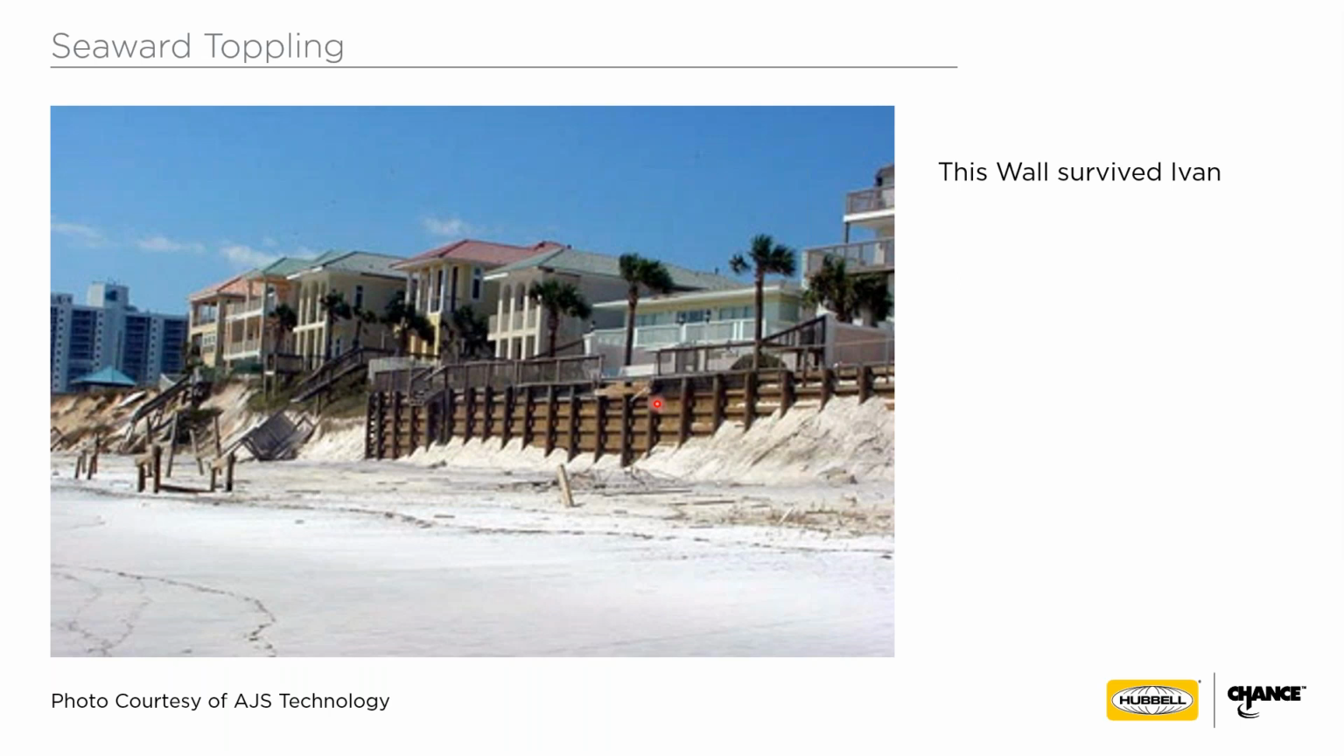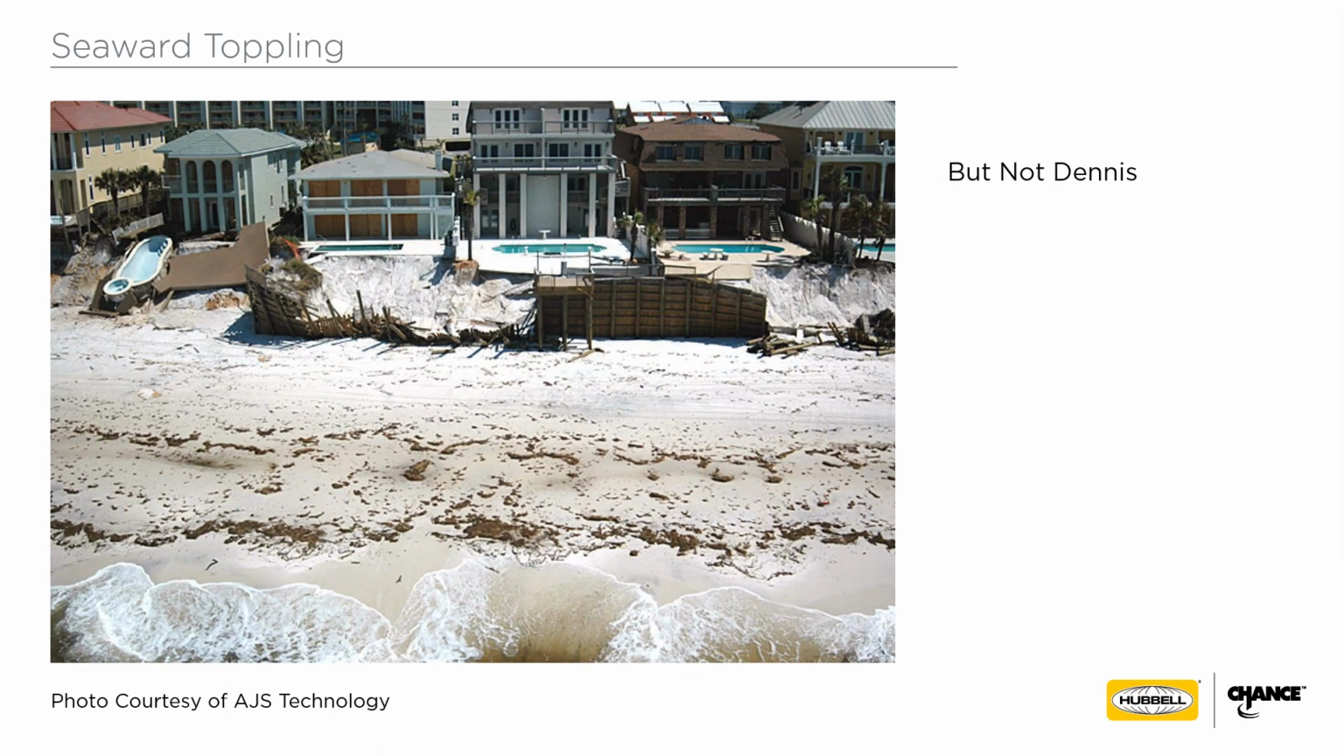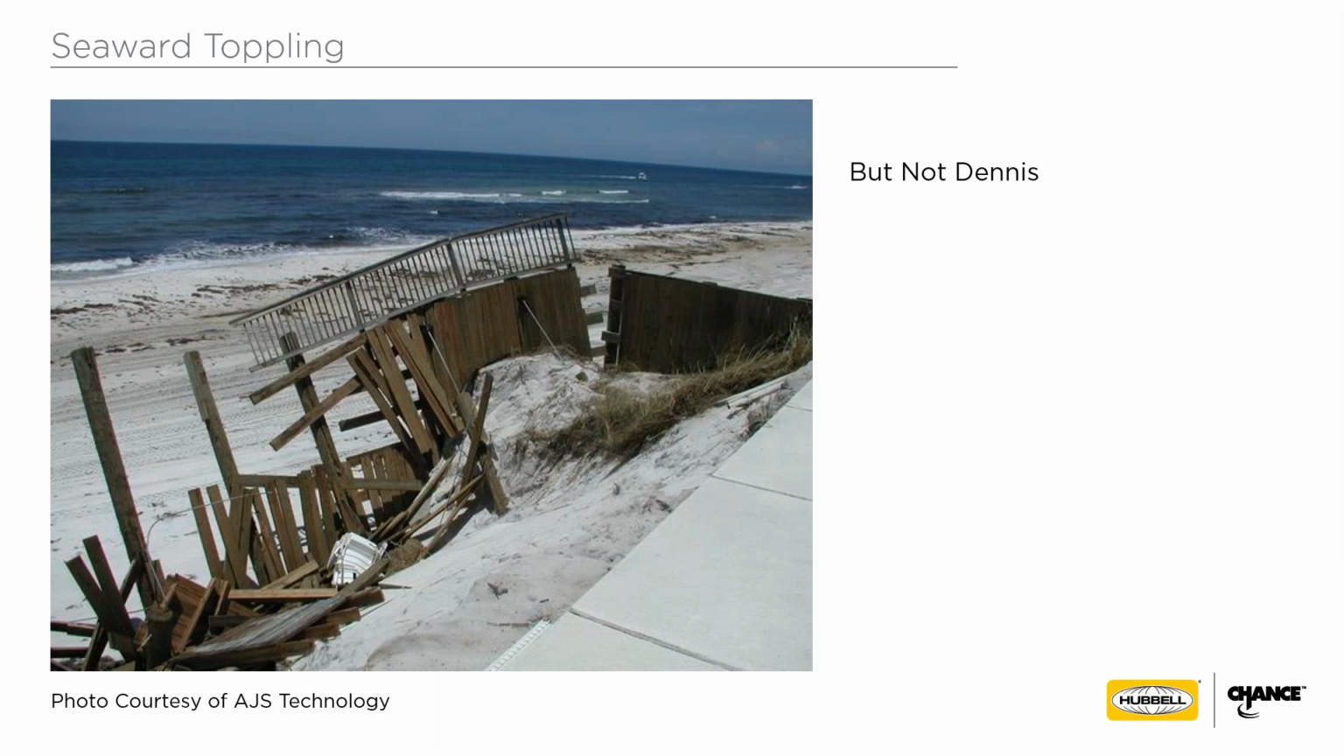So when the next storm, Dennis, began, the wall was already much taller. Next slide. You can see the same wall did not survive because it got overloaded. All that sand that was in front of it before was not there to get washed away during the first part of the storm. Next slide. Here's another view from the land side to see how it toppled over towards the sea.